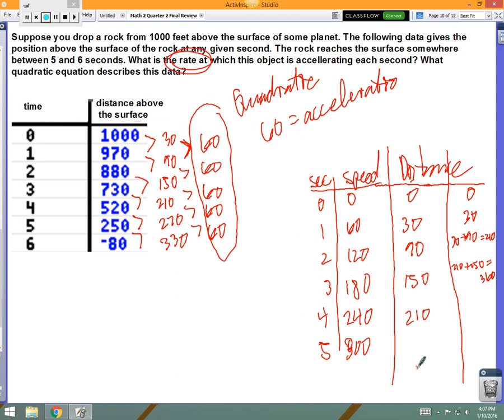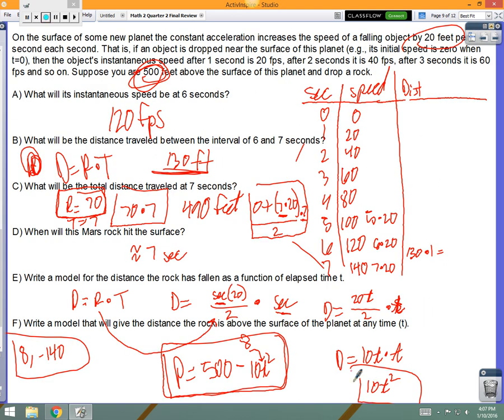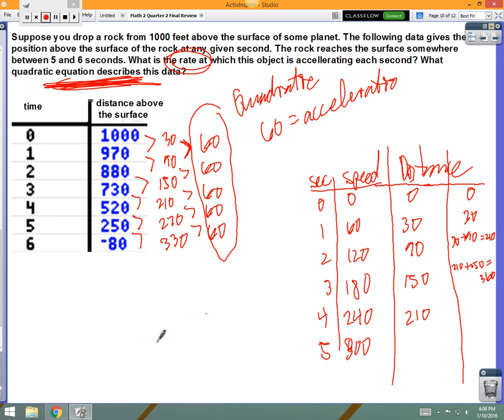Okay, now what quadratic equation is describing this data? Your quadratic equation, they are always going to be the same. Look at this. The distance is always going to be the speed times the time. If your acceleration is 20, you have got to cut it in half because you can't use 20. You got to take the average. So the distance equals the speed times the time.